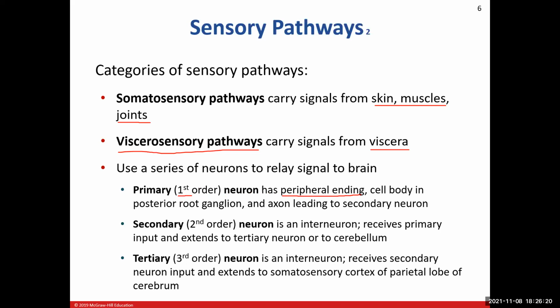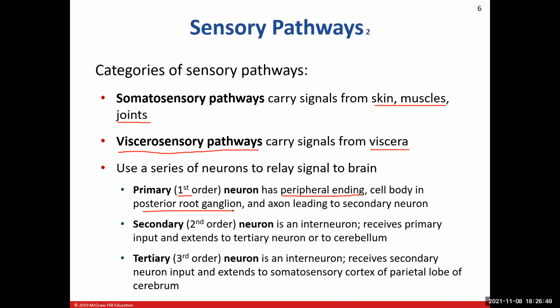So we're going to see that pretty much every single time with the primary neuron. Peripheral ending in the skin, let's say, or it could be in your knee joint, for example, and it's going to send that information up to the spinal cord. Now, the cell body of that primary neuron is going to be found in the posterior root ganglion, or the dorsal root ganglion. And we saw that that's close to the spinal cord.